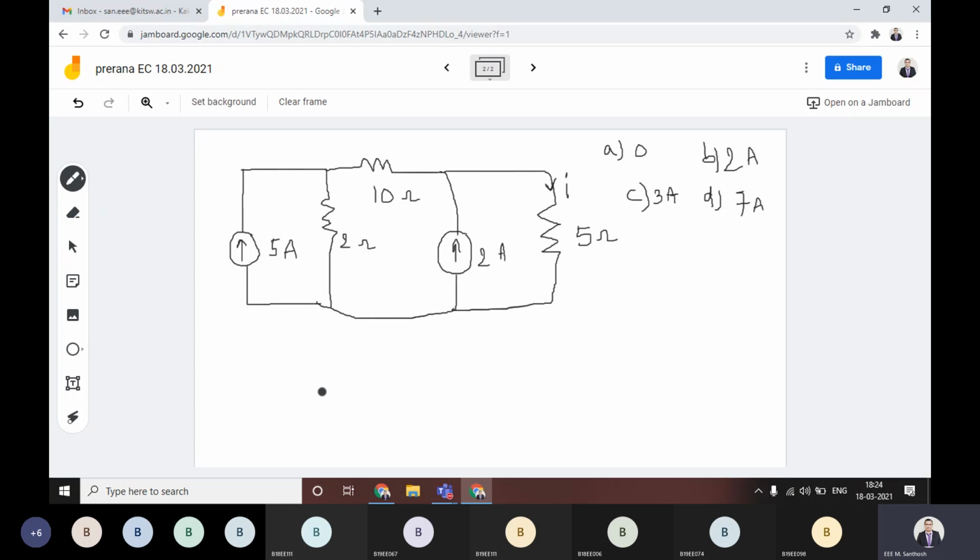Anyone? We solved this using source transformation and nodal analysis. We'll get V, next we can get I. Very good. That is exact.